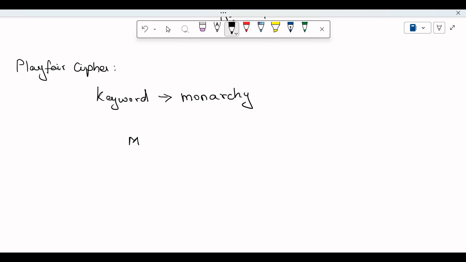Five characters in a row. MONARCHY. The remaining spaces are filled with the remaining alphabet. The next is already A, which is there. The next is B. C is already there. Next is D, E, F, G, H is already there. So the next comes I.